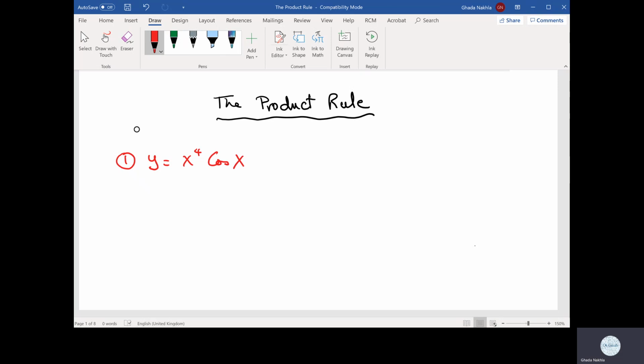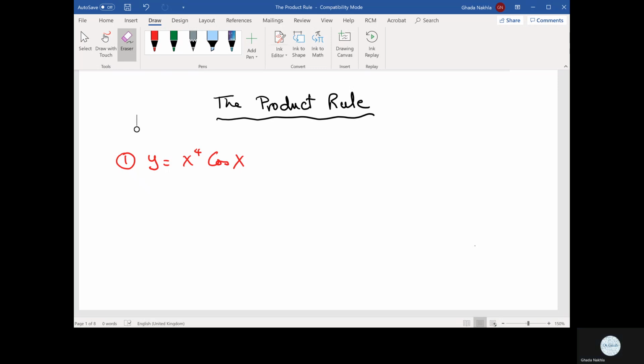Now, in this case, we are going to use the product rule. The reason why we are using the product rule is because x to the 4 is a function of x, and it is multiplied by cos x, which is another function of x. And product in mathematics means multiplication. So if we're multiplying a function of x by another function of x, this is when we use the product rule to differentiate this function.